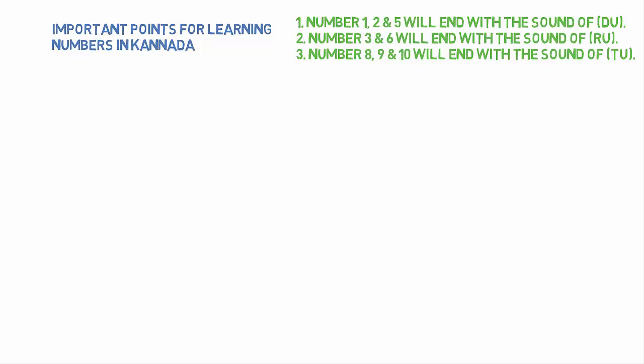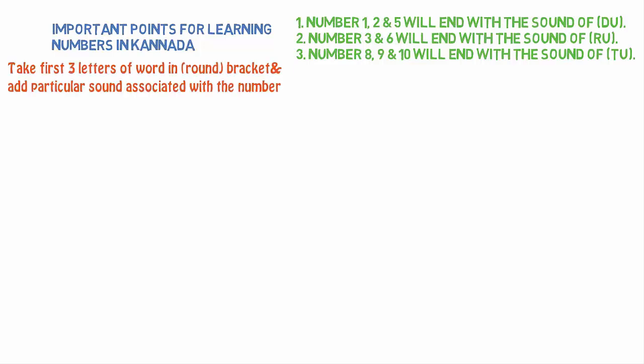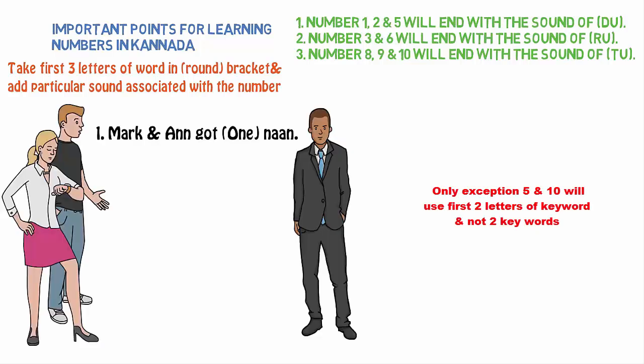Now if you remember the conversation between Mark and the restaurant manager, there were a few keywords in the round bracket. So what we need to do is we need to take the first 3 letters of those keyword and then add the kind of sound associated with a particular number. The only exception to this will be number 5 and 10 where we will be taking 2 keywords.